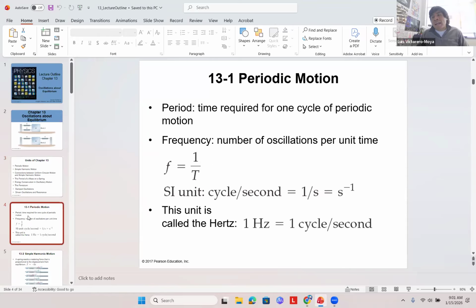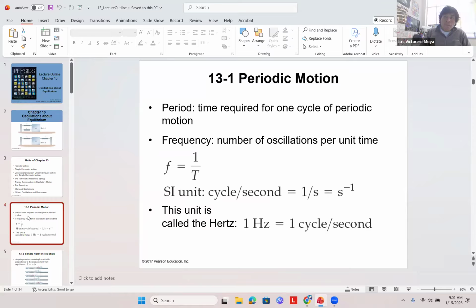And basically, the way we characterize these motions is by the period. The period is the inverse of frequency. Frequency is the number of oscillations per time. So let's say you have a simple pendulum. If it goes back and forth, that's one oscillation. So the period of one oscillation is the time to go back and forth.